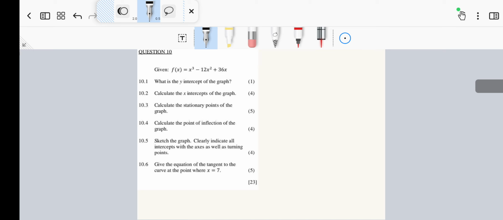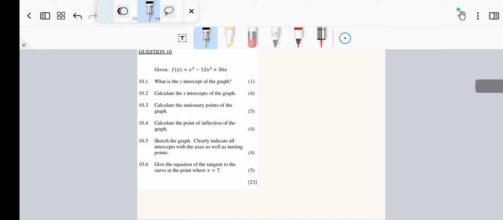Okay, so let's look at this. 10.1, what is the y-intercept of the graph? 10.2, the x-intercept of the graph. So obviously eventually we're going to draw this function, and in order to be able to draw it, you are going to need to know your x-intercepts, your y-intercepts, your turning points, your points of inflection. All of those must be shown on the drawing. So they're helping you out here by telling you, okay, find all of these things. Okay, so let's do this quickly.